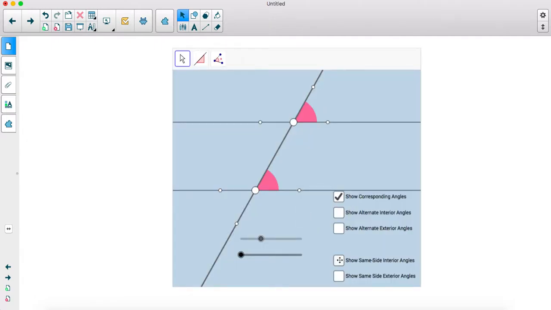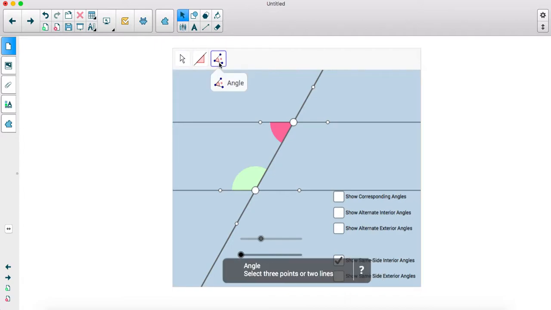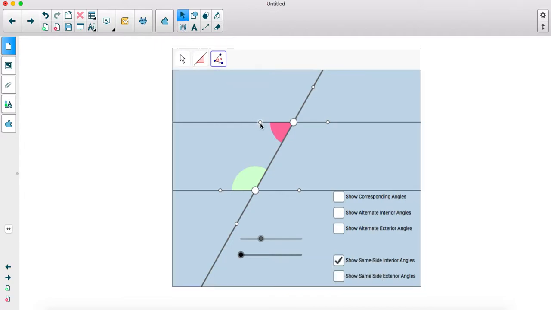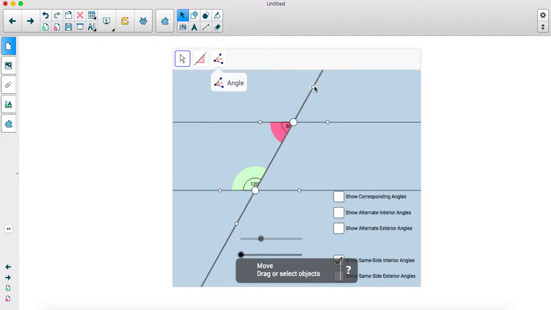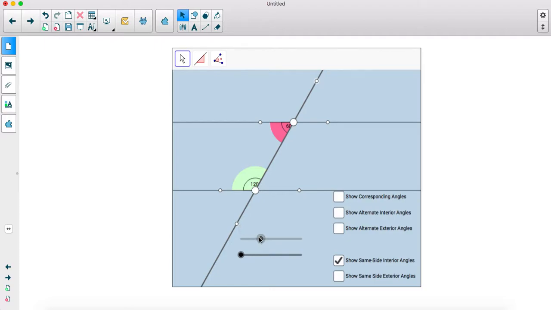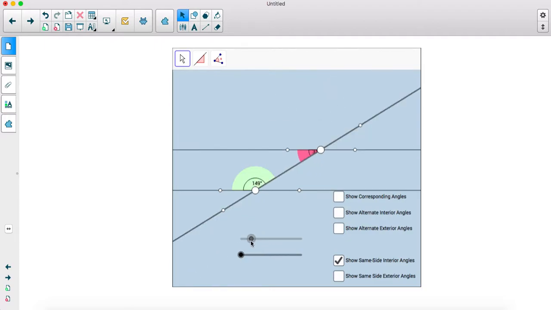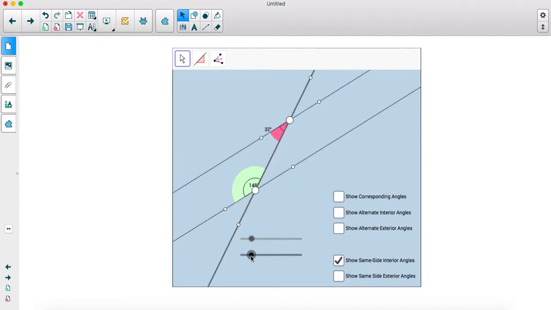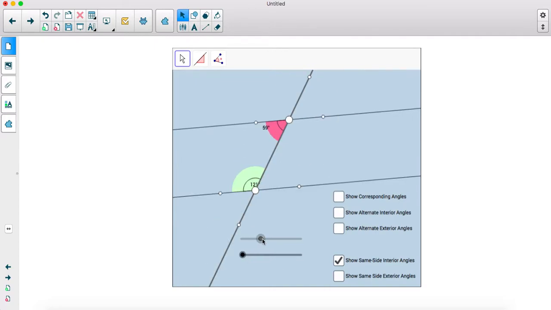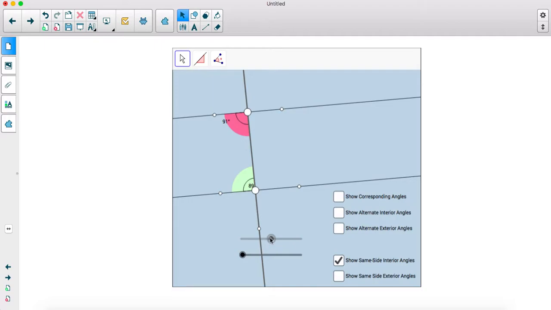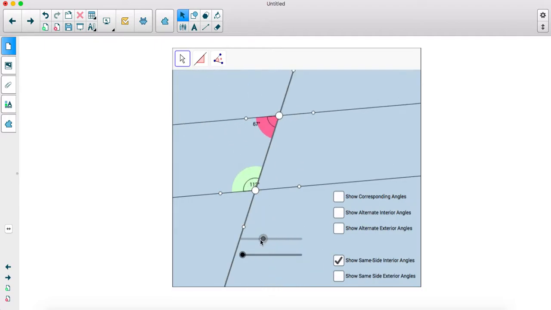Let's look at some same side interiors. This actually has an angle tool for me. I'm going to measure this angle, and right now it's 60 degrees. Then I'm going to measure the green angle, and that's 120. So you can see they're not congruent, but they definitely are supplementary. Even if I move this around, 148 plus 32 still adds up to 180. If I move it again, I want to do this one. There we go. 89 and 91, still supplementary. One's getting bigger, the other gets smaller.